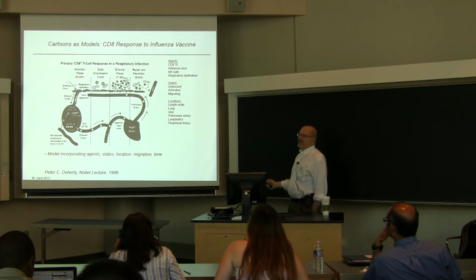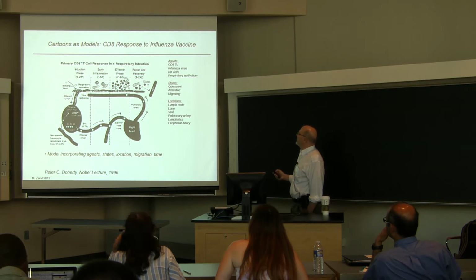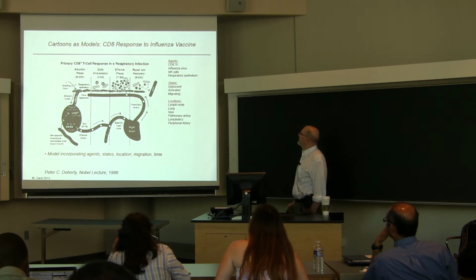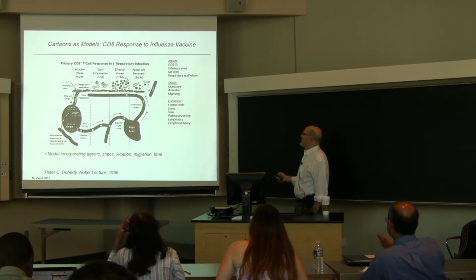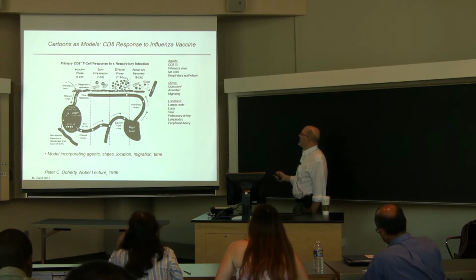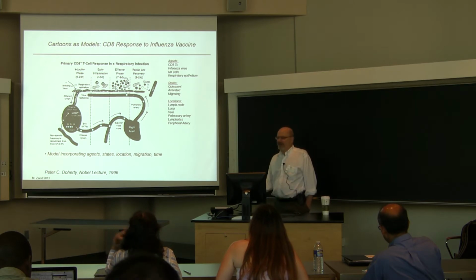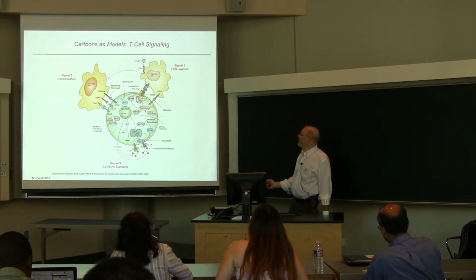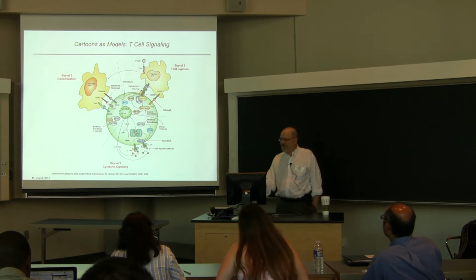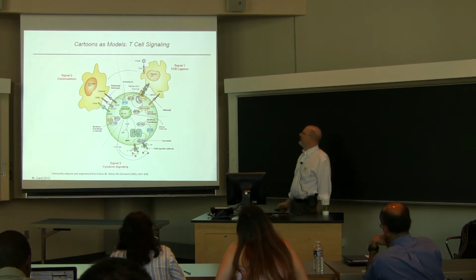We've got agents, the individual things that make up the model. The CD8 T cell, the influenza virus, natural killer cells, the respiratory epithelium. We've got states, so the quiescent state, non-dividing, non-activated state of CD8 T cells, the activated state, migration, and we've got different locations. All of these things have mathematical correlates in modeling, and I'm going to show you some of that. Some other models in immunology.